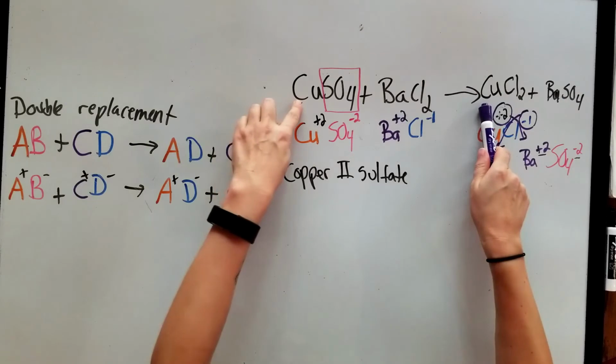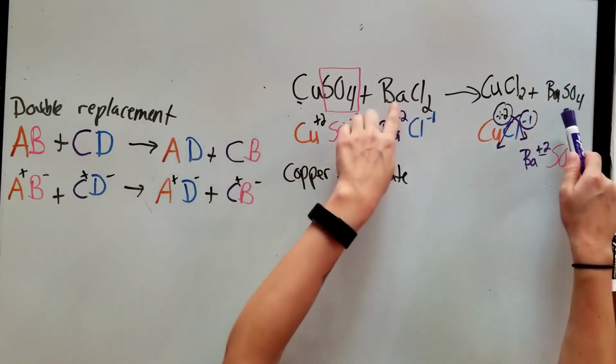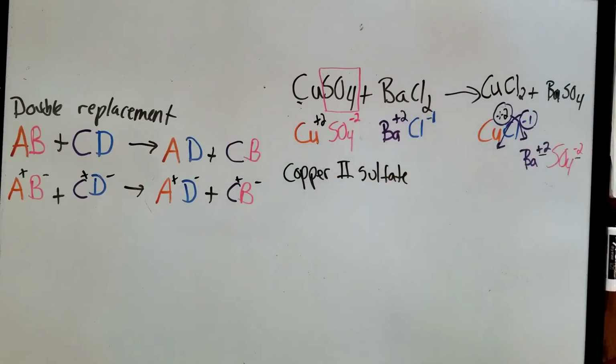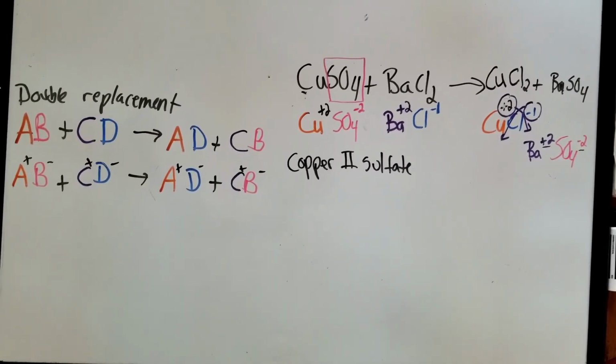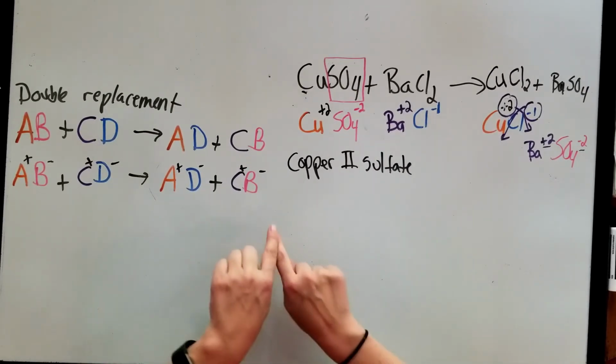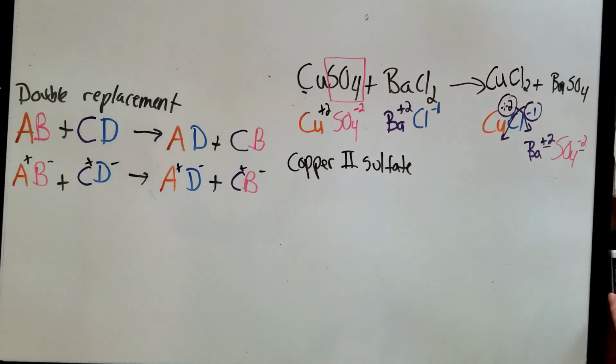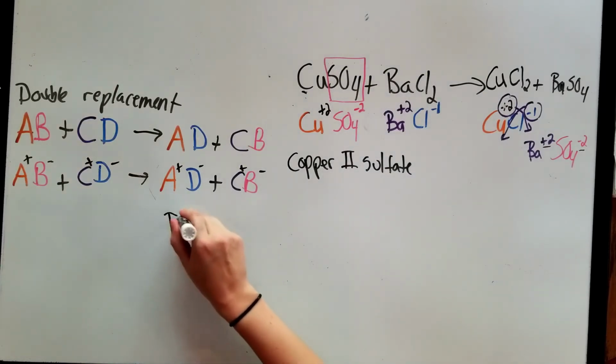1 copper on both sides, 1 sulfate on both sides, 1 barium on both sides, and 2 chlorines on both sides. It's a nice thing about double replacement reactions. They usually balance pretty nicely. Let me move this up a little, and I'm going to try another one down here. So let's try one. Might help a lot with lab here.